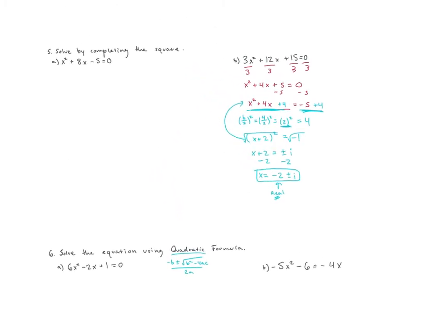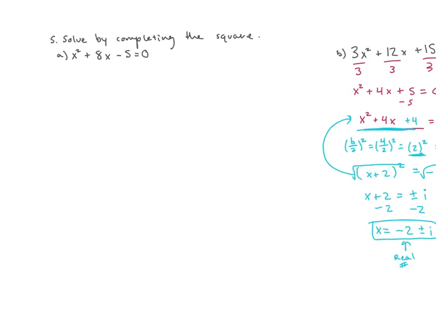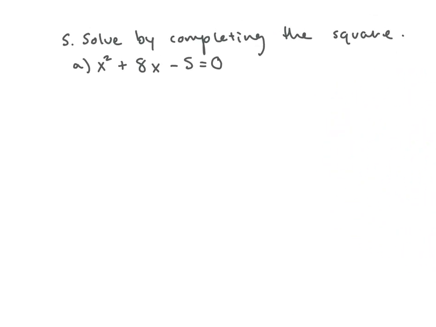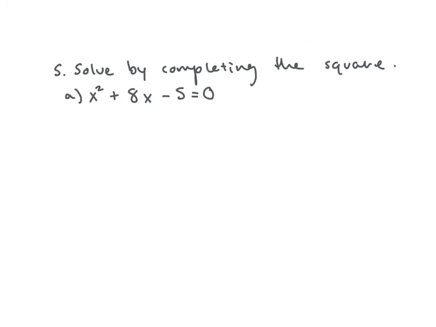So solve by completing the square. We did 5b in class, so let's look at 5a. What's our formula to complete the square? What's that little formula we have to know? b over 2 squared. So we need to add this b over 2 squared to get a perfect square in our equation. So I'm going to add 5 to both sides just to get that 5 out of the way now. So I have x squared plus 8x is equal to 5.